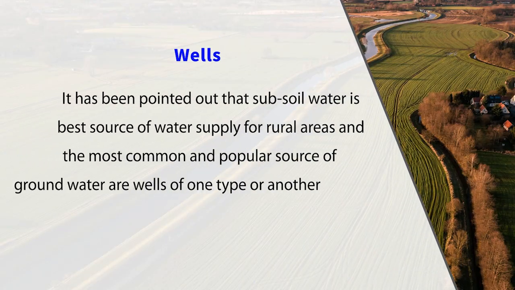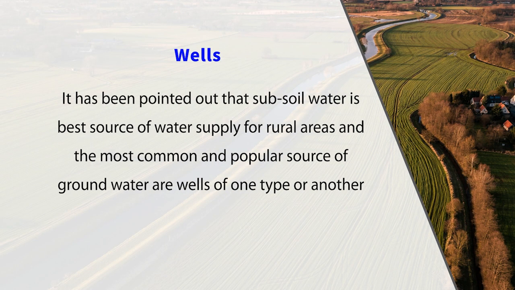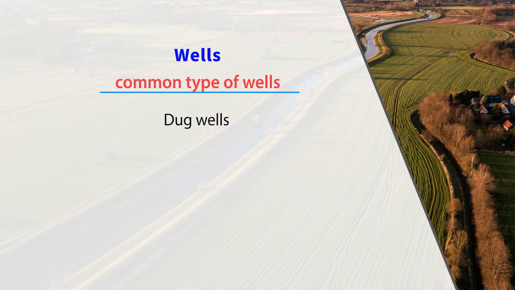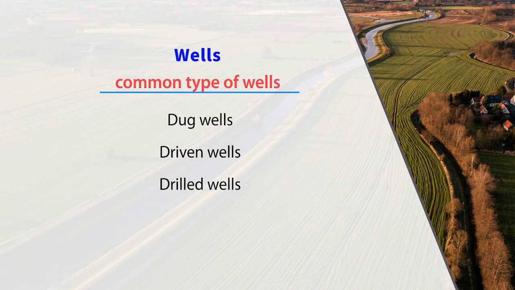Wells. It has been pointed out that subsoil water is the best source of water supply for rural areas, and the most common and popular source of groundwater is wells of one type or another. A water well may be defined as a hole or shaft sunk into the earth's crust to a depth below the free water level or into deep water bearing strata for the purpose of obtaining groundwater. There are the following common types of wells: dug wells, driven wells, and drilled wells.